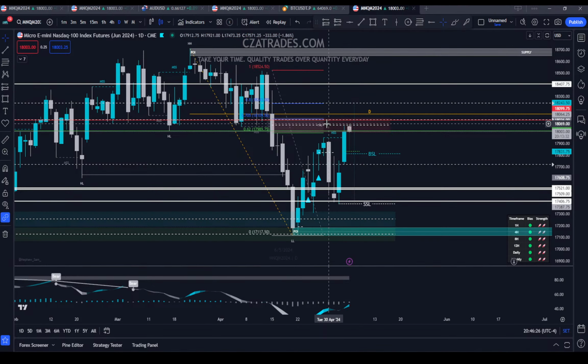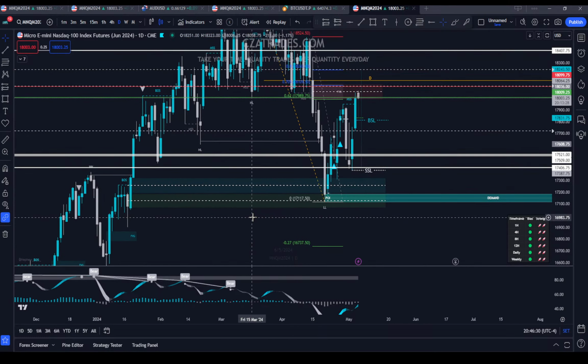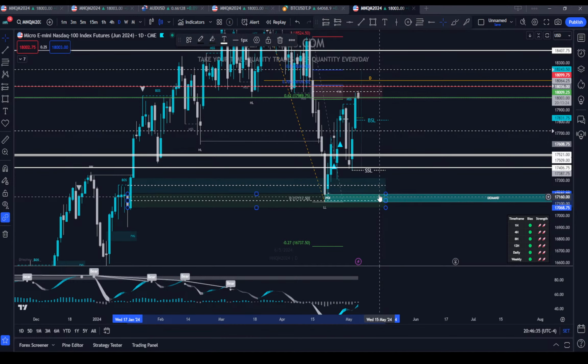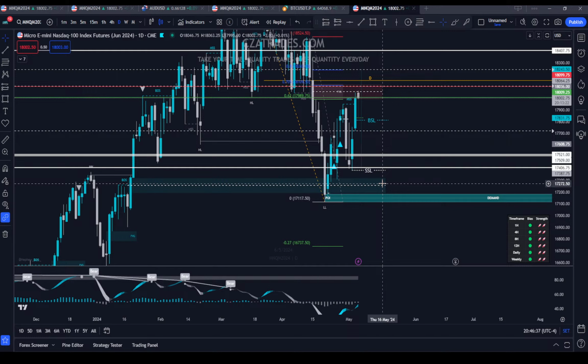For daily, that's all I have marked out. I don't have anything else within close proximity to our price action. This right over here, this is an order block. So I did mark that out because it was a very important point for me at the time. There's also a daily bullish fair value gap over here, which it did tap into here and then continued upwards.